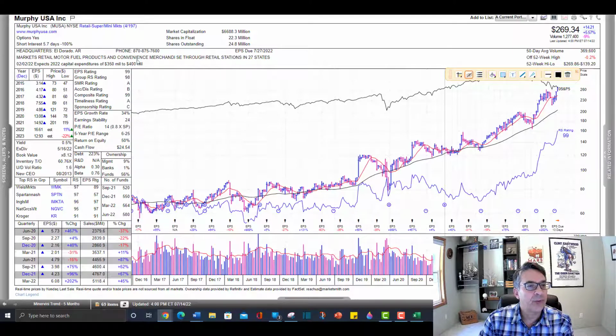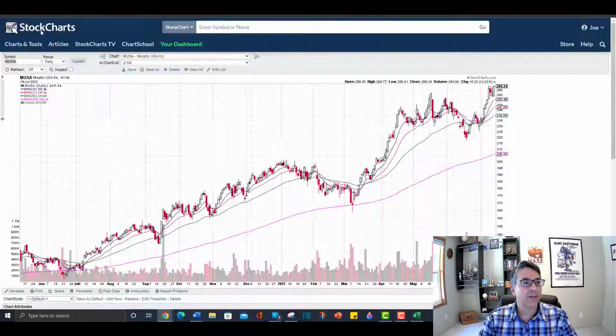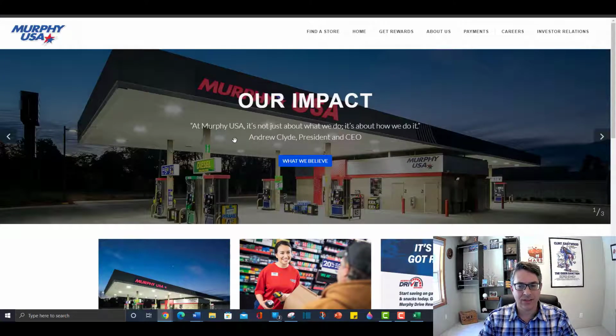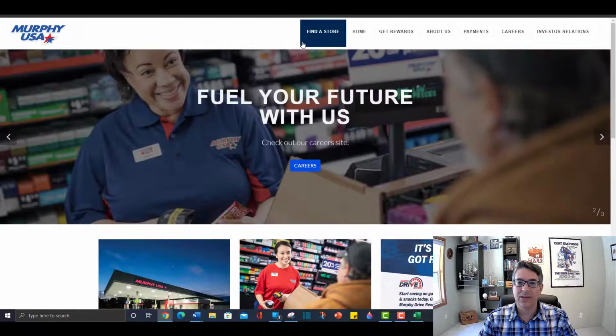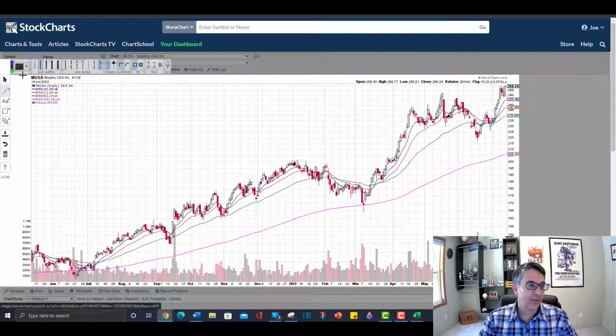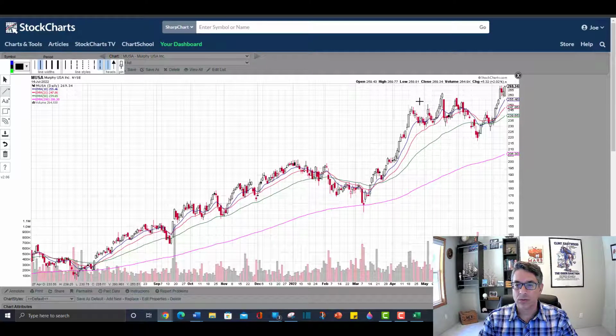Retail motor fuel products. Interesting. Then you could click on its website. See what this is. Is it just like a gas station? Huh. Who would have thought that that's one of the hottest stocks right now? But again, energy prices, right? Okay, I think we're almost through our list. The line of supply is not very well delineated here. I guess we'll put it right there.